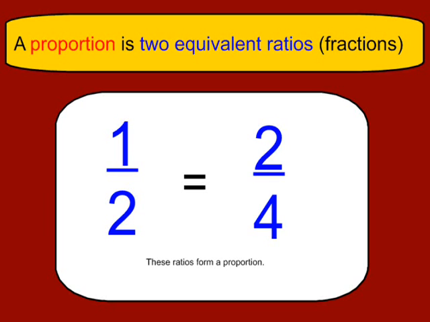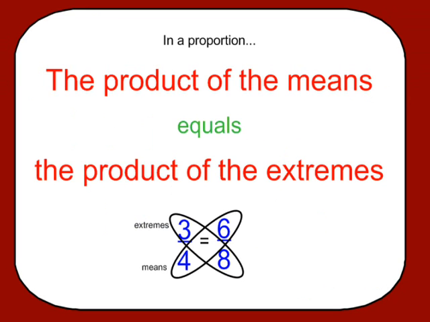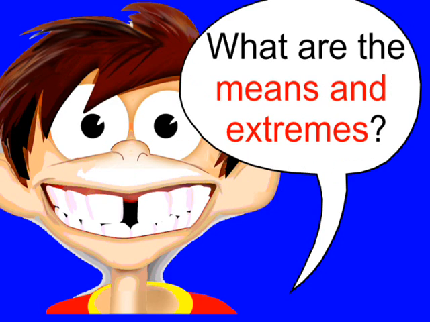What is a proportion? Well, a proportion is two equivalent ratios. So here we have two ratios, and they're equal. And in a proportion, the product of the means equals the product of the extremes. Well, what does that mean? What are the means and extremes?